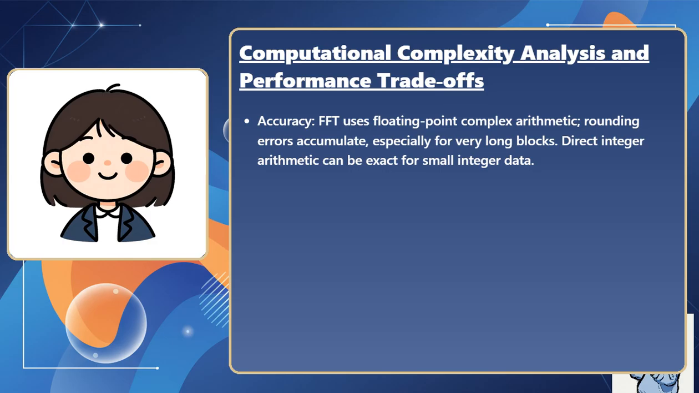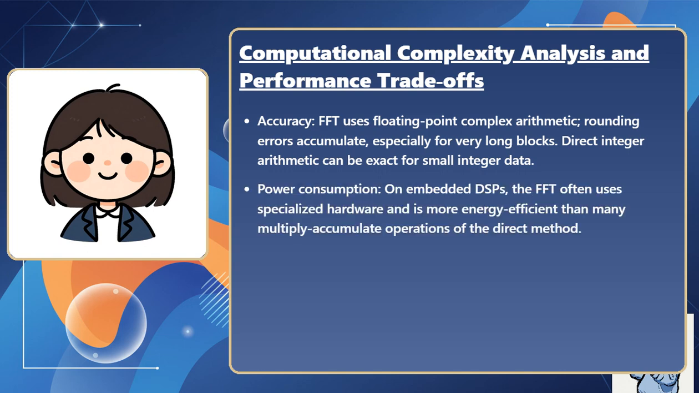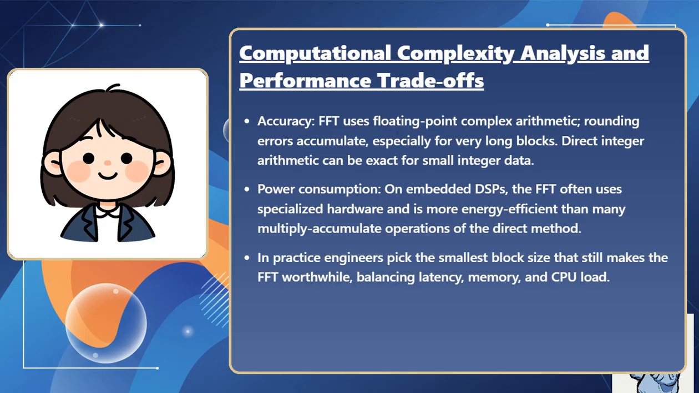Accuracy: FFT uses floating point complex arithmetic. Rounding errors accumulate, especially for very long blocks. Direct integer arithmetic can be exact for small integer data. Power consumption: on embedded DSPs, the FFT often uses specialized hardware and is more energy efficient than many multiply-accumulate operations of the direct method. In practice, engineers pick the smallest block size that still makes the FFT worthwhile, balancing latency, memory, and CPU load.